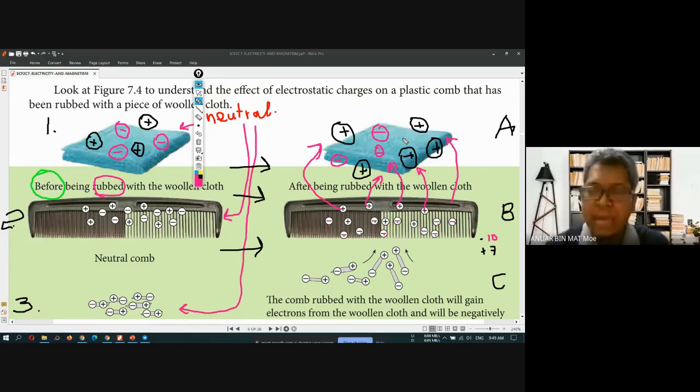Okay, and then in this case, the positive charges on the plastic comb will jump or transfer to the woolen cloth. Why? Because of friction. If you rub it hard enough, the charges will jump. Now the woolen cloth becomes positively charged. The plastic comb becomes negatively charged.